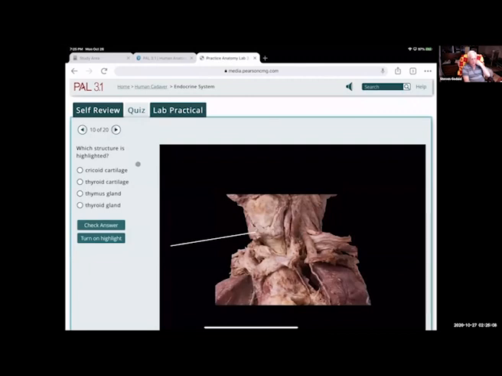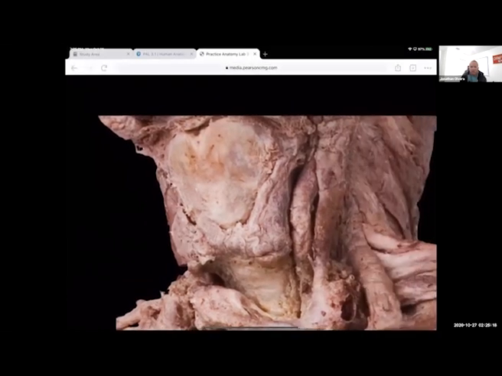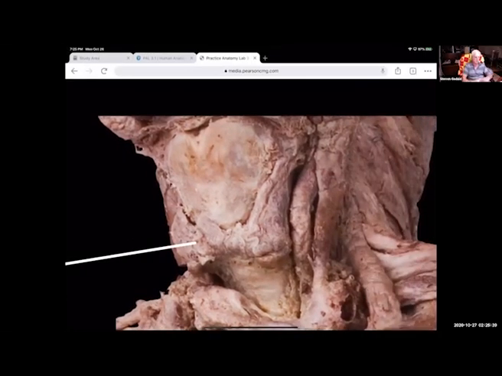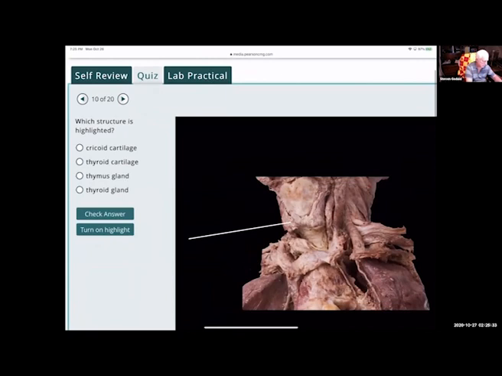And that is the, let me blow it up here a little bit. Thyroid gland? Yep, that's the cartilage above it, the thyroid cartilage, almost like a heart shape. And the butterfly gland, you see the right lobe, the left lobe, and the isthmus that connects them, of the thyroid gland. So thyroid gland.